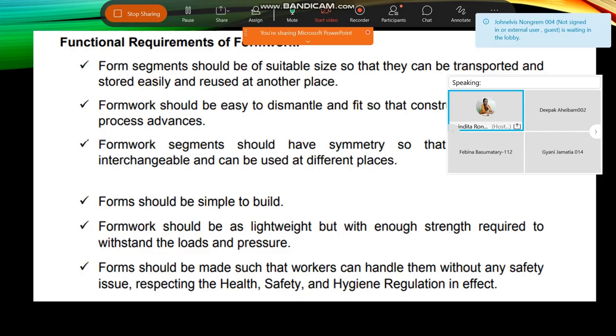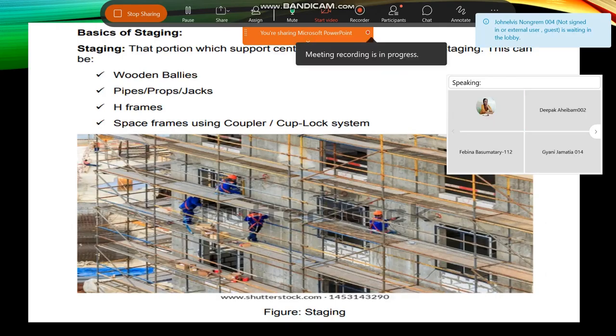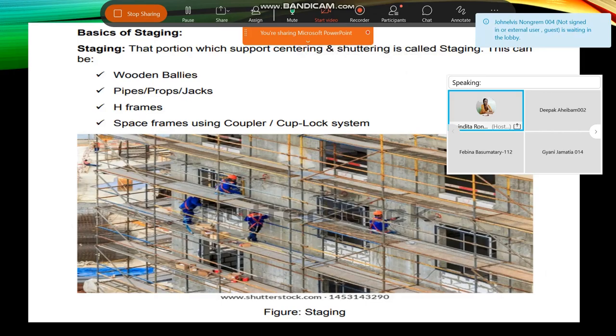Number 5, formwork should be lightweight but with enough strength required to withstand the loads and pressures. Number 6, forms should be made such that workers can handle them without any safety issues, respecting the health, safety and hygiene regulation in effect. Next topic, basics of staging. So staging means that portion which supports centering and shuttering, and this can be done by using wooden bellies, pipes, props or jacks, H-frames and space frames using coupler or cup lock system.